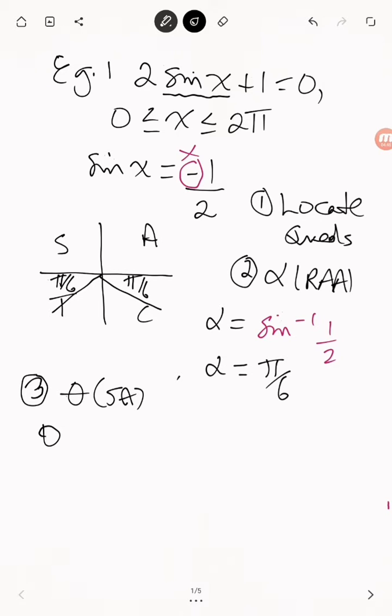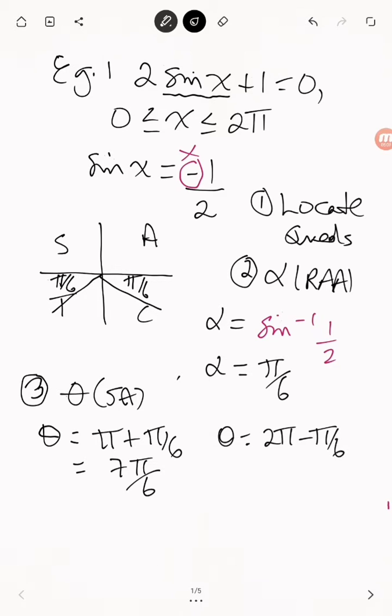So theta in the 3rd quadrant is going to be pi plus pi over 6, which, pi is 6 pi over 6, plus pi over 6 would be 7 pi over 6. And theta in the fourth quadrant is going to be 2 pi minus pi over 6. 2 pi would be 12 pi over 6, minus pi over 6 is 11 pi over 6. Okay, so we have now, oops, I'm sorry. It's not theta we're using, it's x. Let me change that.